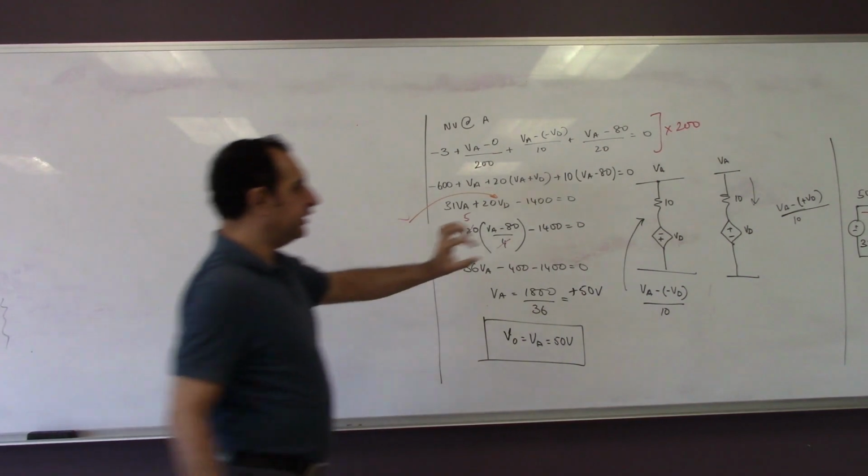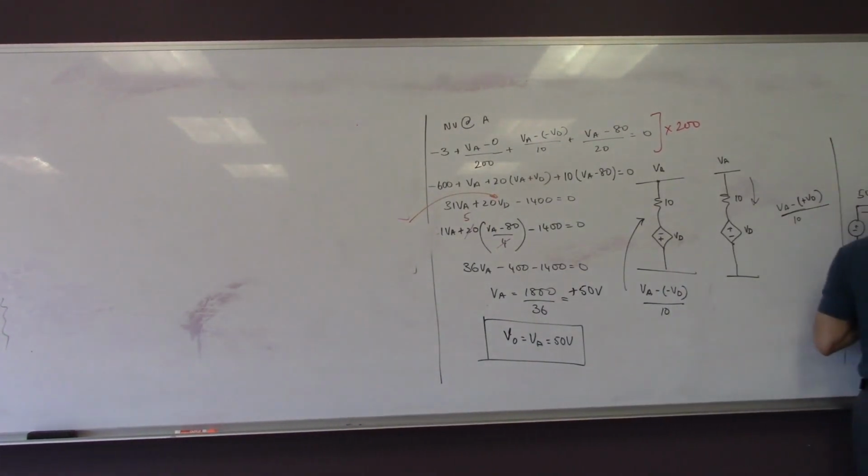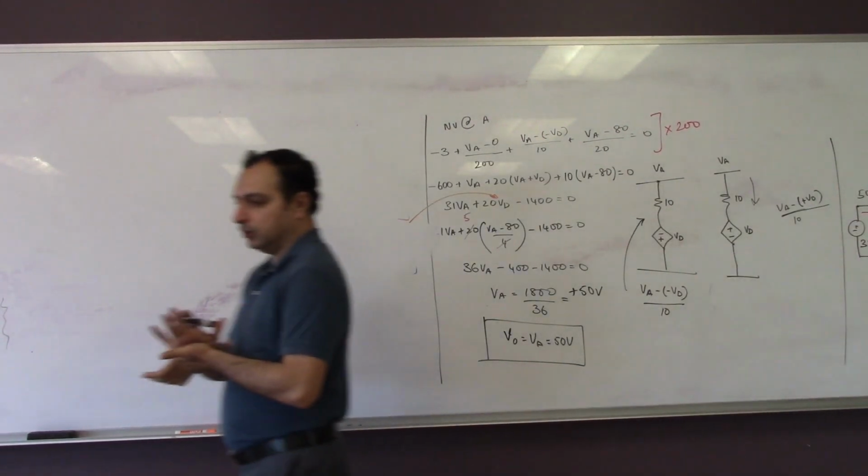If there was an element here, for example a resistor, then VC would not be equal to 80. Since there's nothing at that point, if you measure the voltage at C, it will give you exactly 80 volts, which is the source voltage.